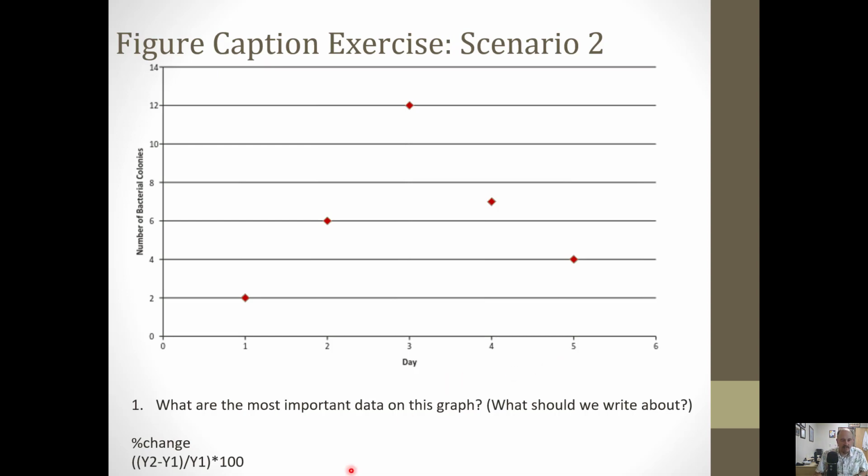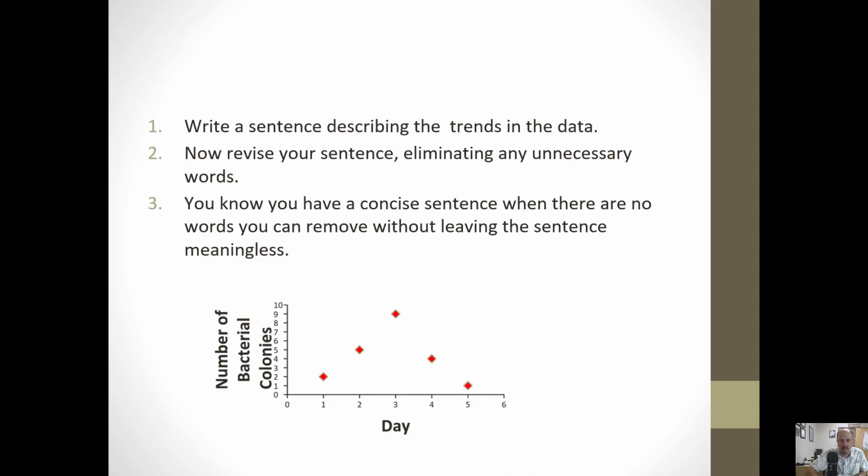When we see, for example, y2 minus y1, what that's telling you is on the y-axis. So y2 is the one furthest to the right here. This is the y-axis data for day 5, which is 4 new colonies. And y1 is the data here on the y-axis for the first data point, which is 2 colonies. That's what we're looking at there. Okay, so let's have a look on the next slide.